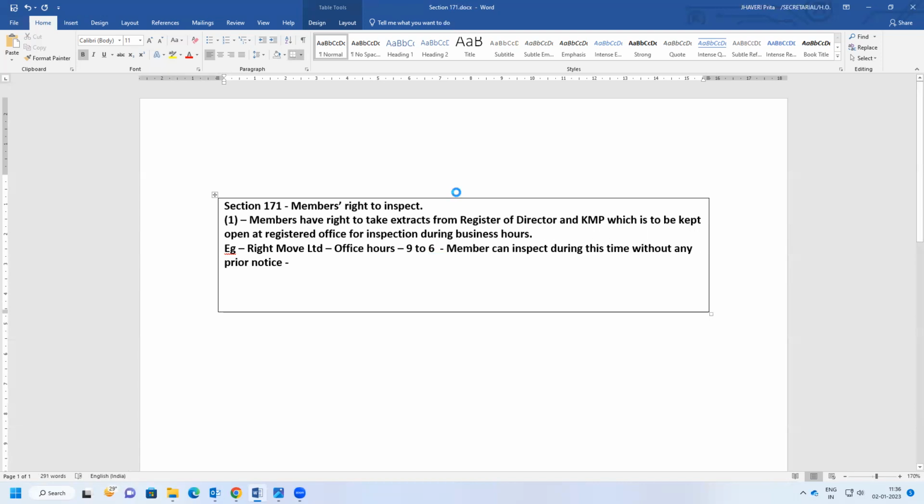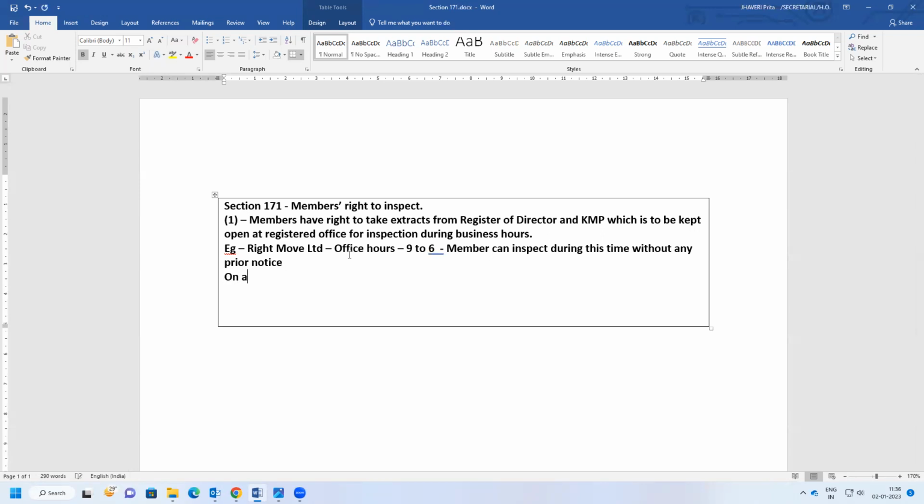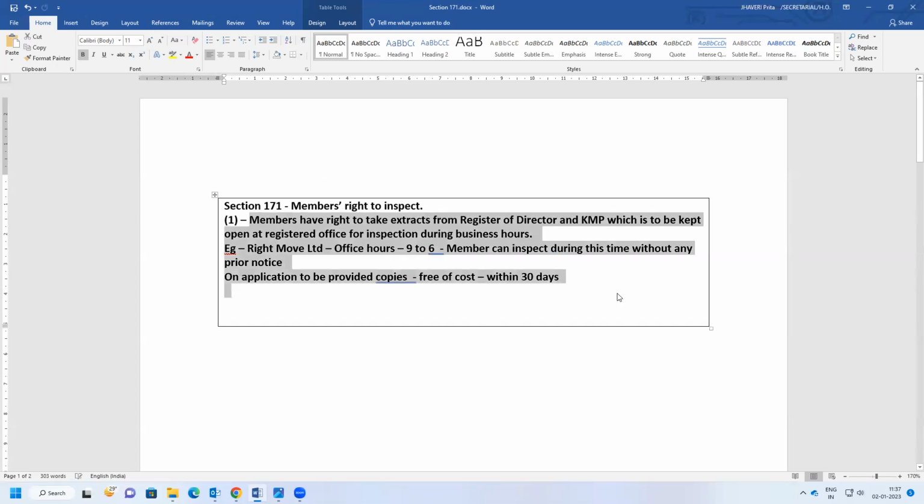Okay. ठीक है. इसी के नीचे नेक्स्ट लाइन में लिखो on application to be provided copies - free of cost - within 30 days. ठीक है. Structure to be kept open.